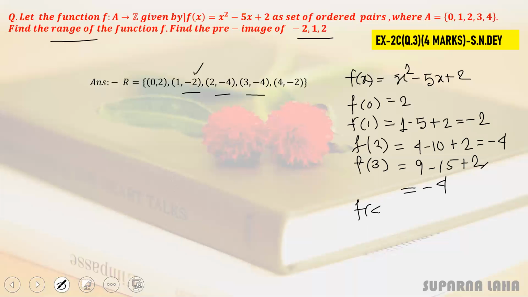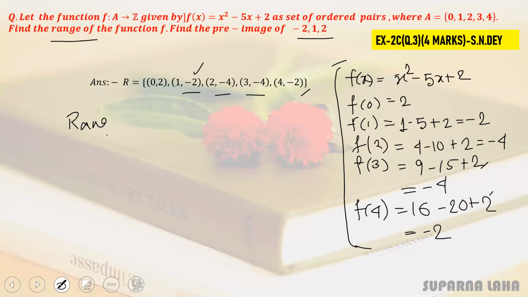And f of 4. 4 times 4 is 16, minus 20 plus 2. 16 plus 2 is 18, and then minus 20 is minus 2. So here are the elements. I hope how to find the elements is clear. Now you need to find out the range set. The range of f is equal to 2, minus 2, minus 4, right? These are the 3 elements present in the image set or the range set.